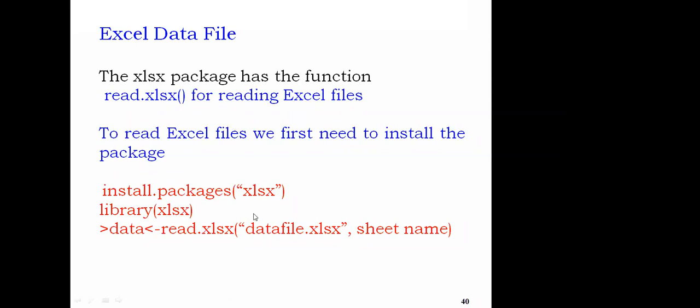So what is the package for Excel files in R? Just type in the command line install.packages, then xlsx. Okay, then type library, then within the bracket xlsx. Then you write data, then less than dash, read.xlsx, then within the bracket, what is your data file? Then xlsx, then sheet name. Okay, then we are able to read the Excel files.